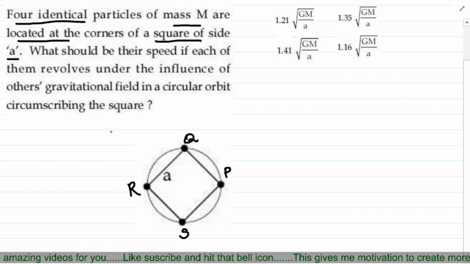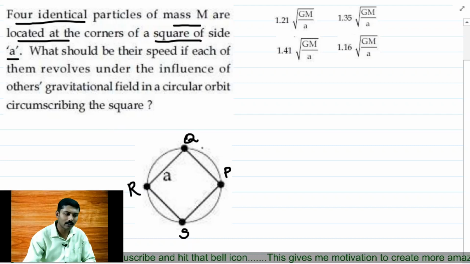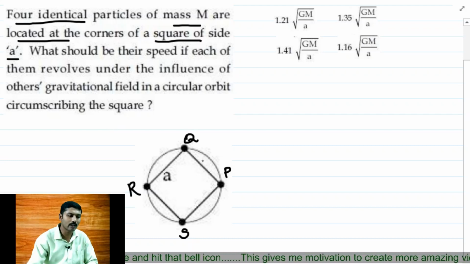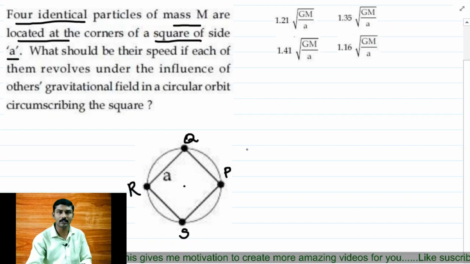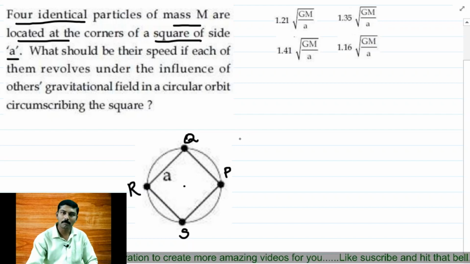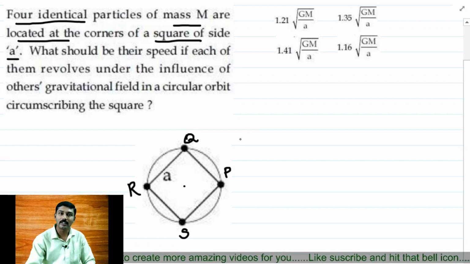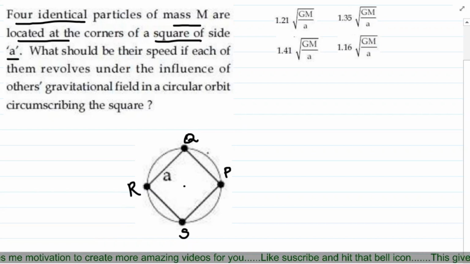circumscribing the square? That means these four masses are rotating around a center which is shown at the particular point right over there. All four masses rotate around an imaginary point, and that imaginary point is the center of that circle. Let's mark the distances as a. Here also I could mark it as a. Here also it is a and a.